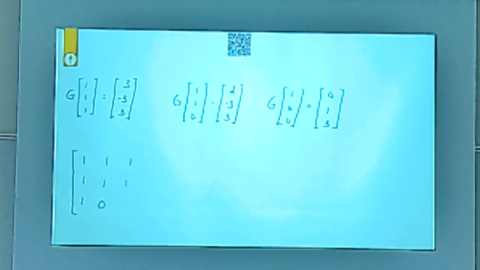So we take our coefficient matrix where each column is a vector of the basis, augment with our first transformation. And remember, instead of setting up three separate matrices, just set up one. Now we're going to augment with (2, negative 3, 3). And then we're going to augment with (0, 1, 3).